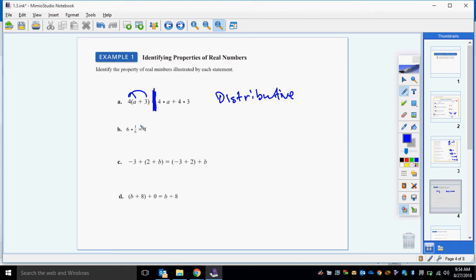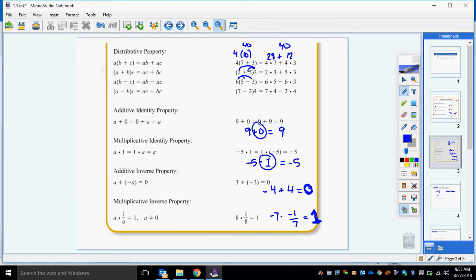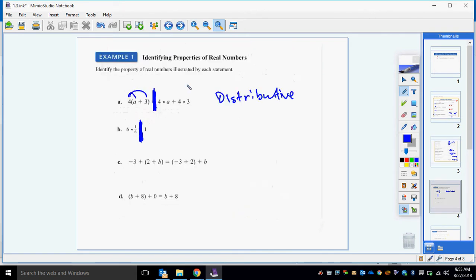Number B, again, I look at the left side of the equal sign and the right side. On the left side I have 6 times 1/6, and on the right I have 1. So I can go back and I can look at these and I can try to find something that looks similar. Oh, that looks almost similar. That's the multiplicative inverse property. But if I didn't already know that, or I didn't have my notes, I'd remember that the answer to a multiplicative inverse problem is always 1. So the answer here is 1. I know this must be multiplicative inverse, because 1/6 is the inverse of 6.